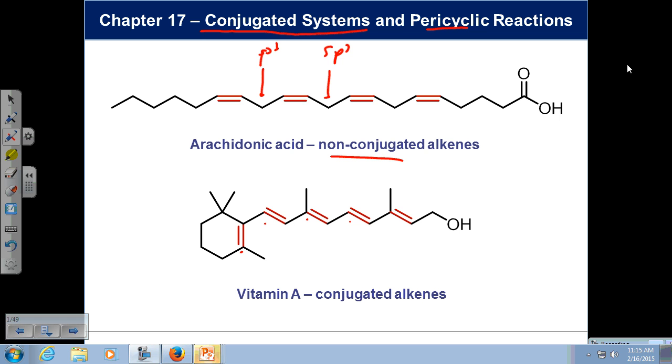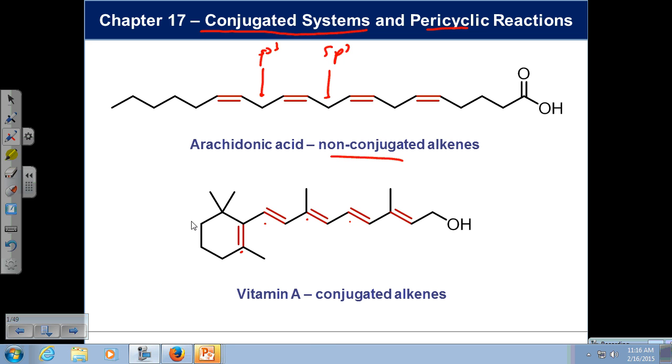So conjugated means all the p orbitals in a row, sp2, sp2, sp2. Non-conjugated means you have some break in that connectivity. So you'll see very useful materials now. Vitamin A at the bottom has obvious medicinal properties, and arachidonic acid at the top is the molecule that goes into making all sorts of prostaglandins as sort of useful biomedical materials.